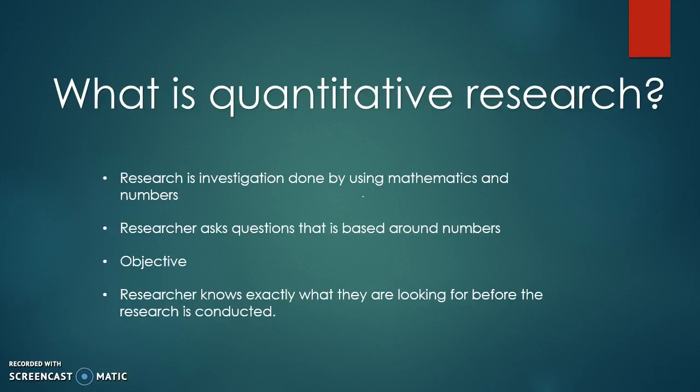Researchers ask questions that are based around numbers. So the basis of quantitative research is numbers. It's very objective, and researchers know exactly what they're looking for before the research is conducted. So with quantitative research, it's not exploratory. You know exactly what you're looking for. You just have to find that numerical value to put on something. That is what constitutes quantitative research.